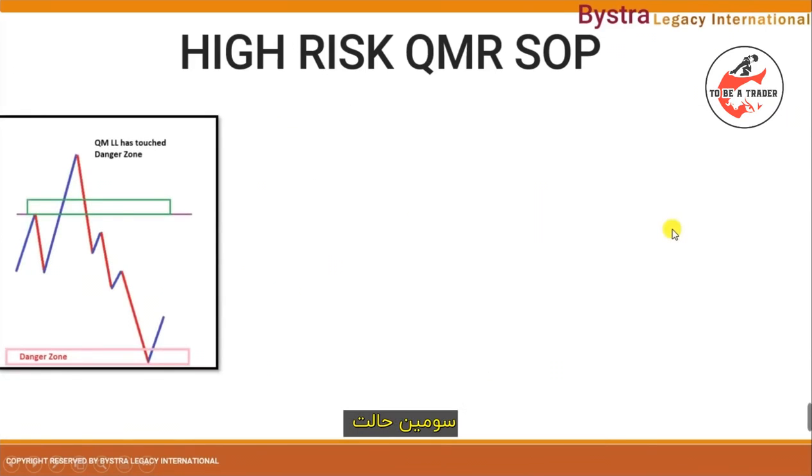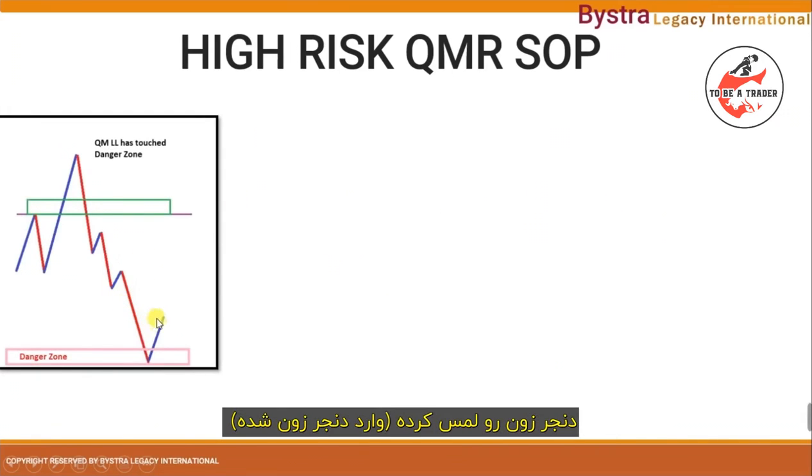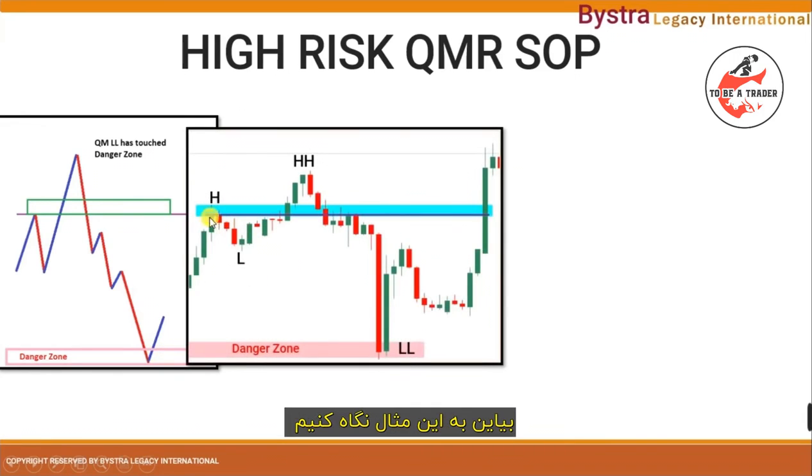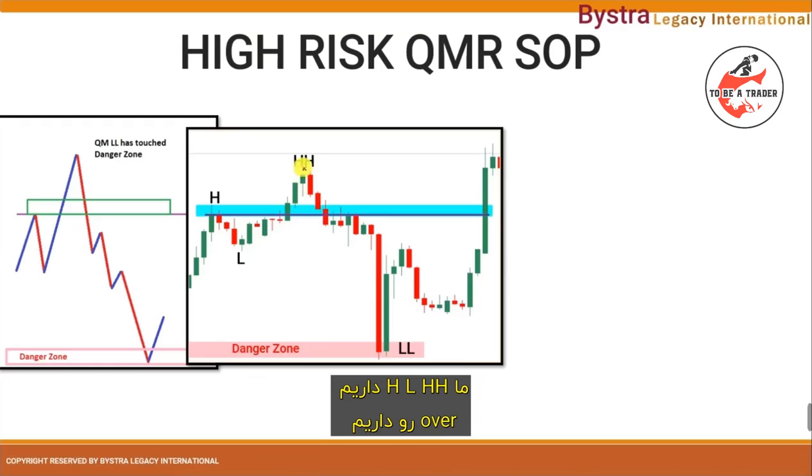The third one is when the lower low for a sell setup has touched the danger zone. Now this is super high risk. Let's look at one of the samples here. We have a very nice QM pattern. Let me draw this out. We have the high, low, higher high. We have the over and the lower low.